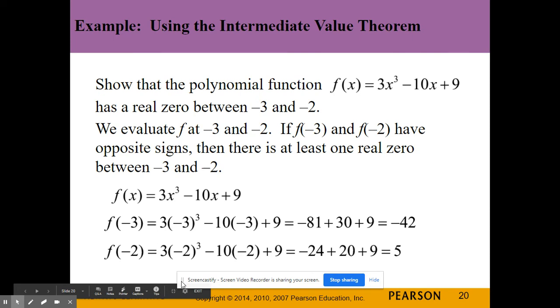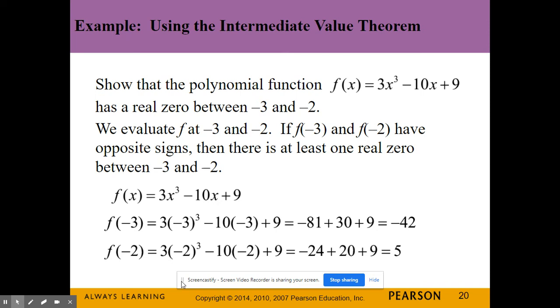So here's an example where you're given a function and you're asked, does it have a real zero between -3 and -2? Those are x values. So what you're going to do is evaluate the function at -3 and at -2. And then if the signs are opposite, then the answer is yes. If they're not, then you can't guarantee that there's not a zero in between, but you can't guarantee that there is either. But if they're opposite, you can guarantee that there is a zero between.